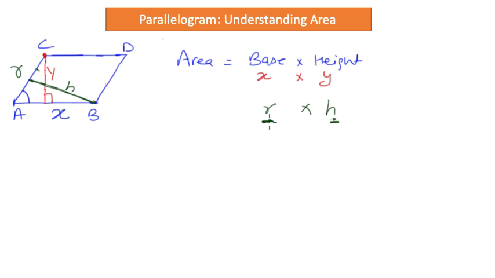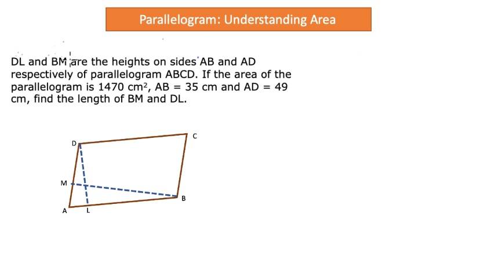So with that, let us go and work on some problems related to the parallelogram. Let's read the statement and identify what we need to find. DL and BM are the heights on sides AB and AD respectively. Let's verify that. This is my AB, and there is a height DL on this, and there is a height BM on the side AD.